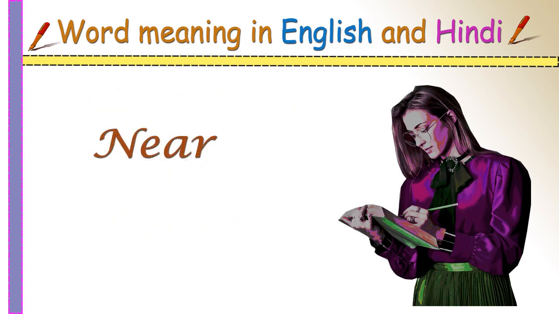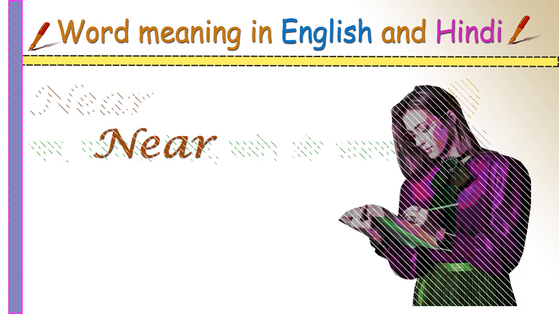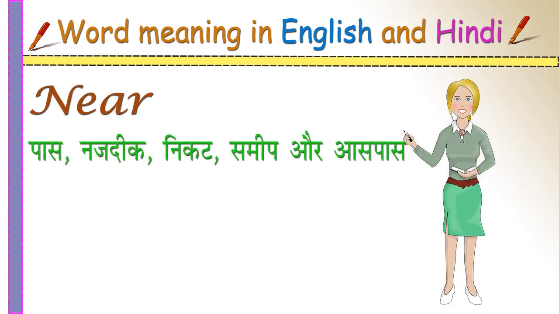Meaning of near in English is get closer to something in time or distance, not far away to a place or time. नियर का हिंदी अर्थ होता है पास, नजदीक, निकट, समीप और आसपास.